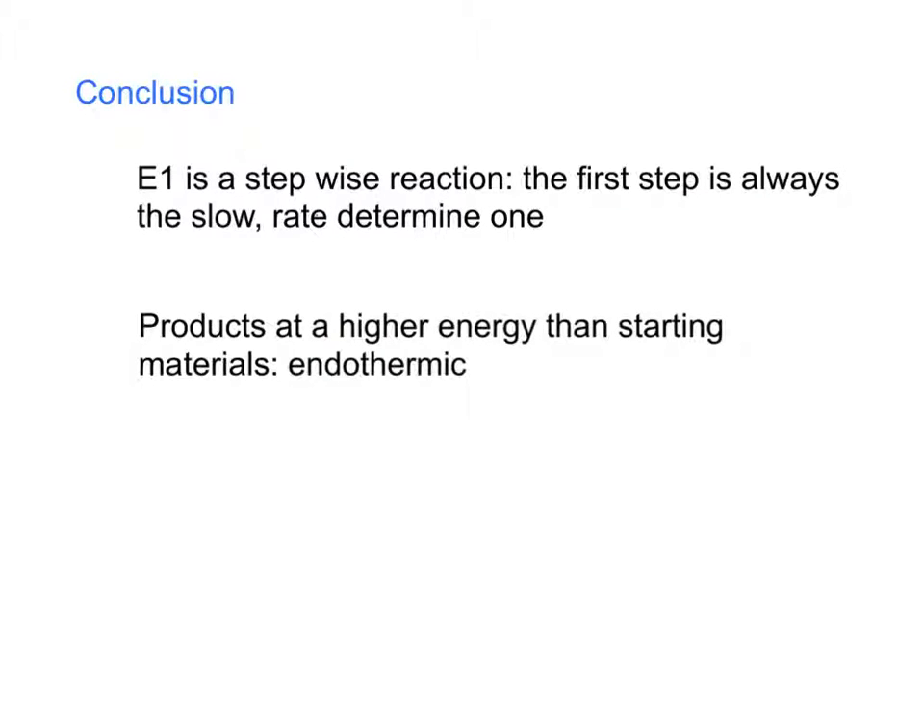So I thought to wrap up, I could include some key things to remember about the E1 mechanism. An E1 is a stepwise reaction, so the first step is always the slow one and the rate determining one. As products are higher energy than starting materials, this is an endothermic elimination reaction. As once again, it takes more energy for a neutral atom to break into two charged atoms than for two charged atoms to form a neutral one. These can be helpful concepts to remember when making the rate law and also drawing the reaction coordinate diagram.